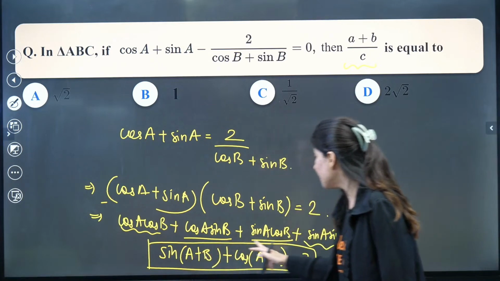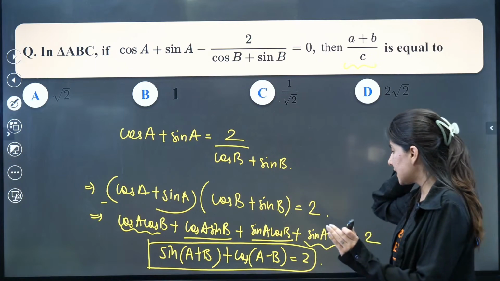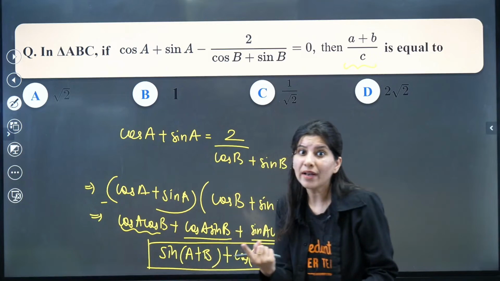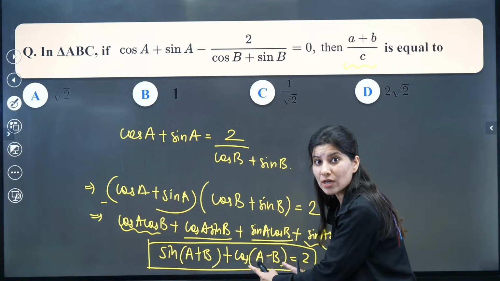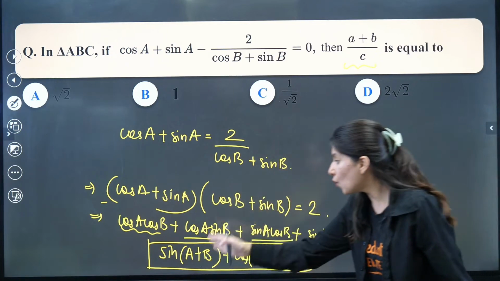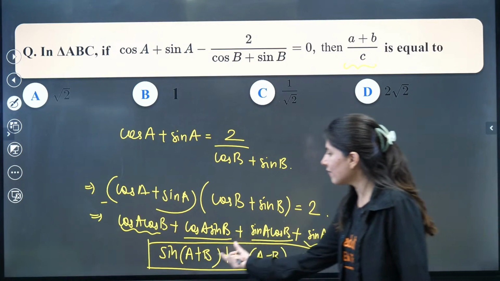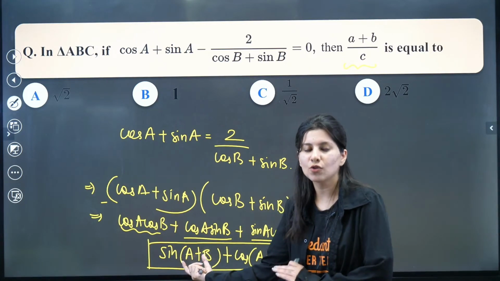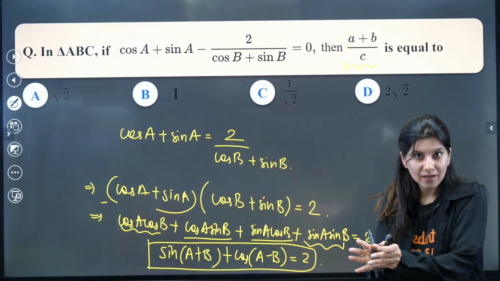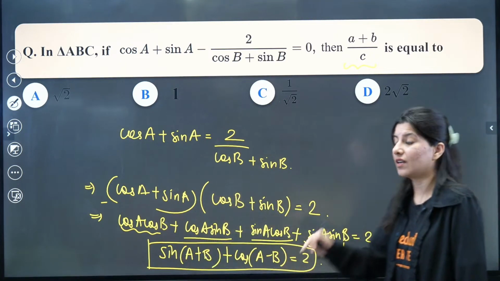Sin(A plus B) plus cos(A minus B), the sum of sin and cos with two different arguments, is nothing but 2. What does that mean? The maximum value of sin can be 1 and the maximum value of cos can be 1. So 1 plus 1 will become 2. That means both should be 1 and 1. Because if one is less than 1, the other has to be greater than 1 to compensate, and that is not possible. This can't be greater than 1. So both together should be 1.